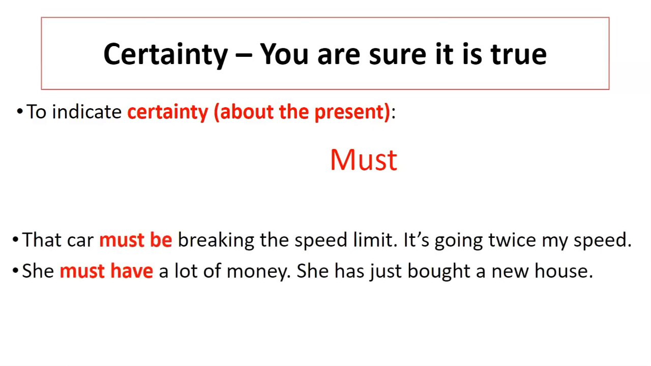For example, that car must be breaking the speed limit, it's going twice my speed. We are sure that it is breaking the speed limit. Or she must have a lot of money. She has just bought a new house. Okay, so almost always we use this when we have some evidence to make it clear that we're sure. For example, she must have a lot of money. Why? Because she just bought a new house, it's very big, it's very beautiful, so we can be sure that it is true.